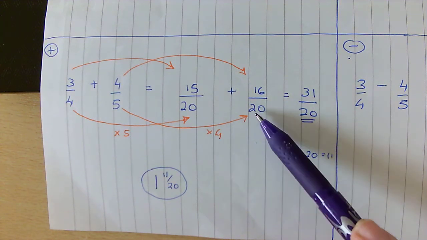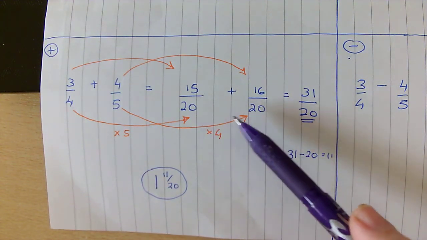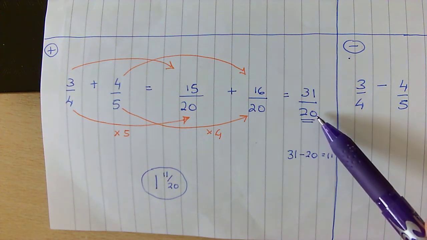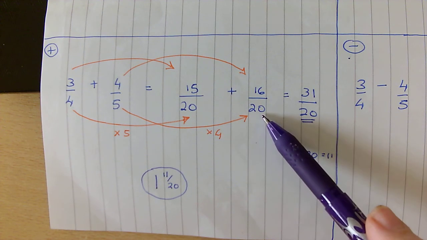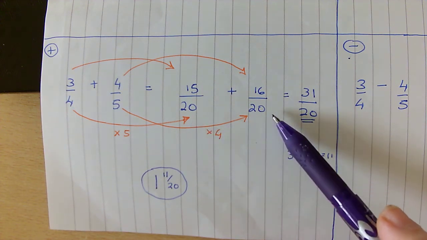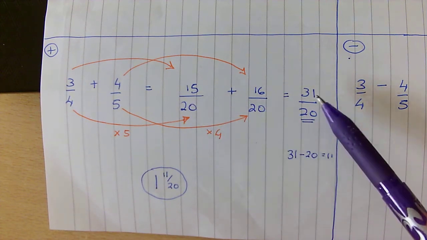Now at this stage, we can do the addition, and the bottom number stays the same, and the top two are added. So don't be tempted to add the bottom two, that doesn't make sense at all. So 20 stays the same, and 15 and 16 gives us 31.